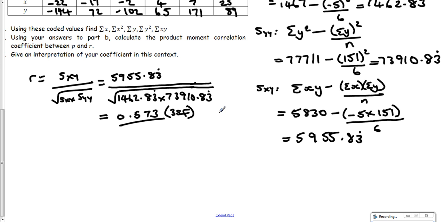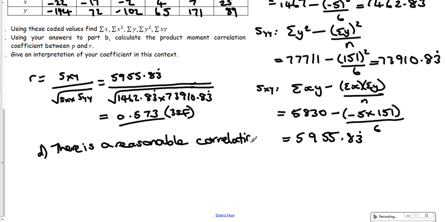The last part of the question says, give an interpretation of your coefficient in this context. So remember, if it says describe, that's maths words, and if it's interpret, that means in context. Well, this is a reasonable correlation. I'd prefer it to be closer to 1 in order to draw a very positive conclusion in order to be certain. However, I would say there is a reasonable correlation and it's positive.